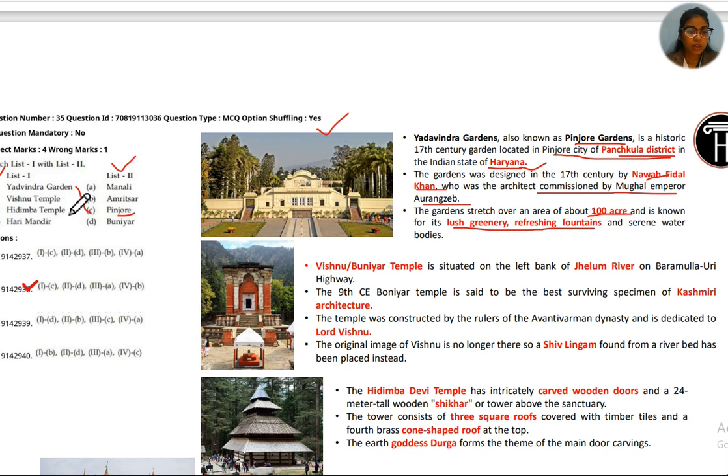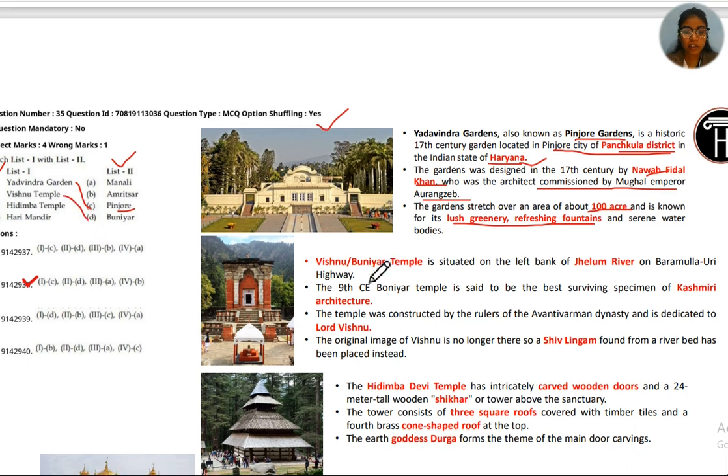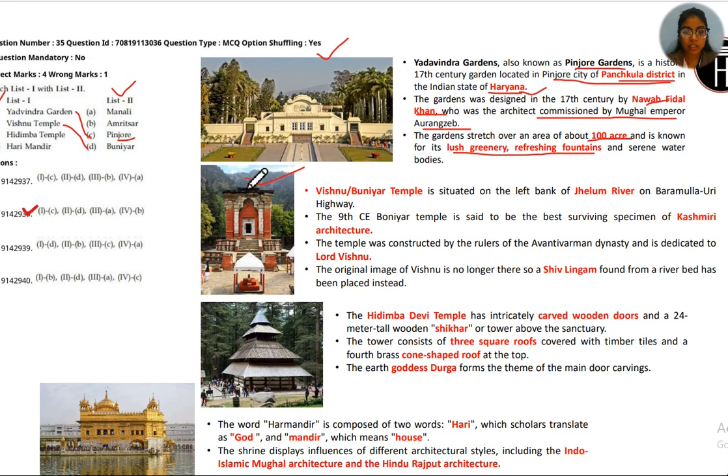So the next question is your Vishnu temple. For the Vishnu temple, the correct answer will be Bunyar. See, this is your Vishnu temple in Bunyar, or people also say Bunyar temple. Where is it situated? It is situated on the left bank of the Jhelum river. Fine.